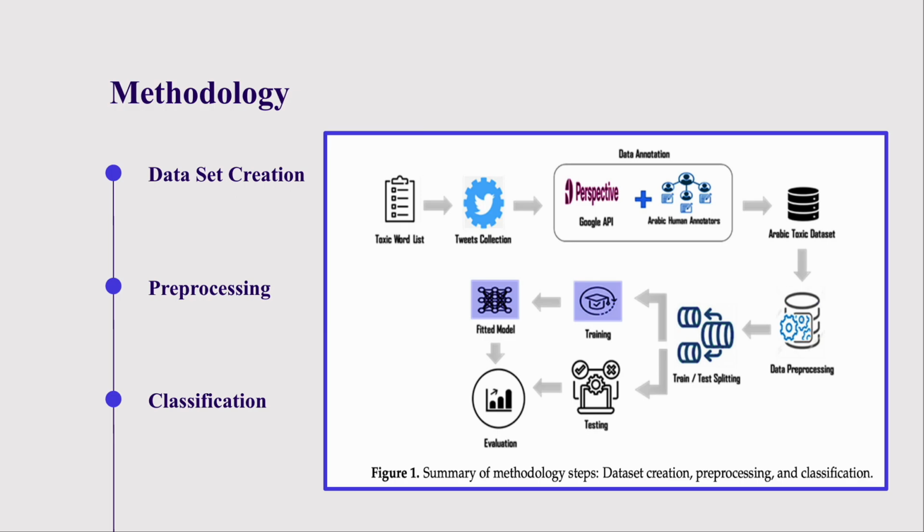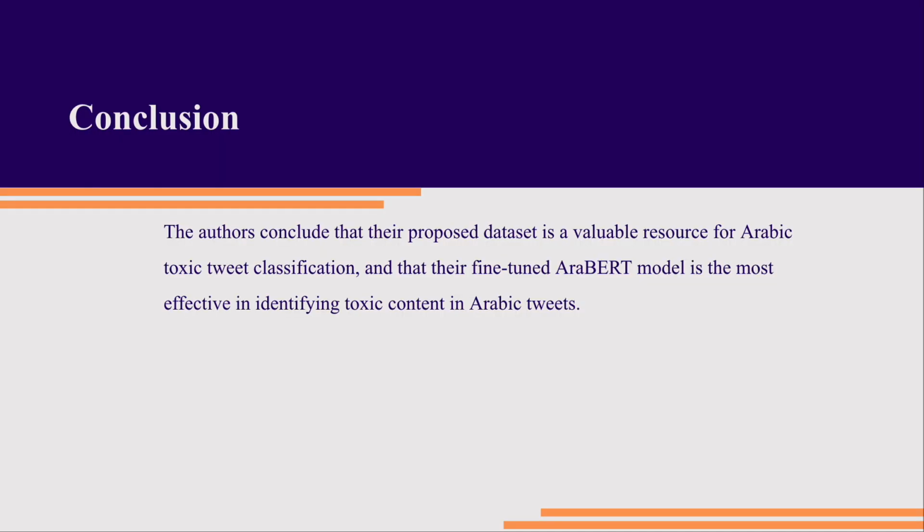In the last phase, classification, they train and fine-tune different models using the pre-processed tweets as features and the corresponding labels as targets. They calculate and compare the performance metrics of each model, such as accuracy, precision, recall, and F1 score. In the conclusion, the authors state that their proposed dataset is a valuable resource for Arabic toxic tweet classification, and that their fine-tuned AraBERT model is the most effective in identifying toxic content in Arabic tweets.